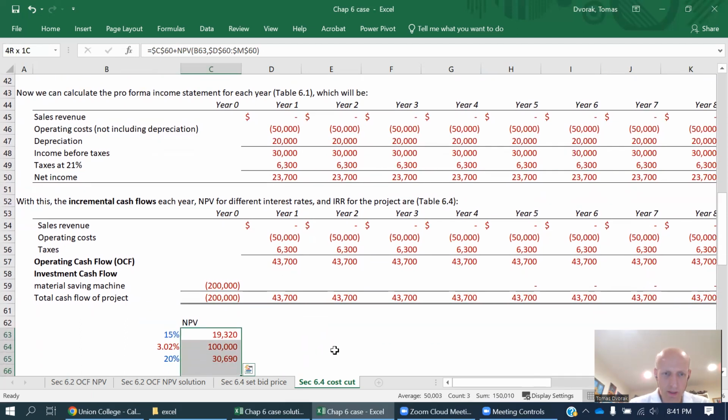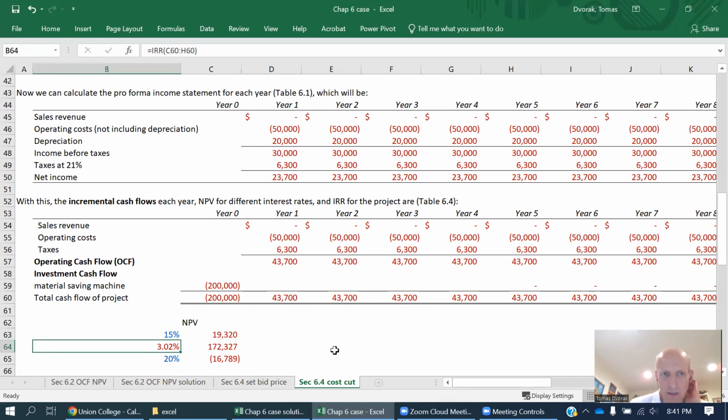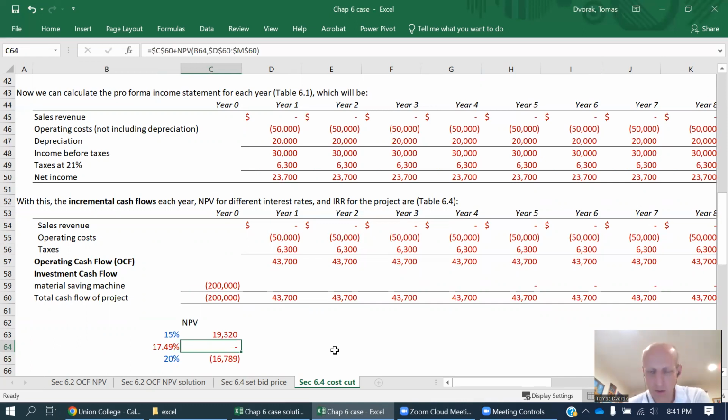We can actually copy this down. Control D. Something is off. NPV of B C60. See, so the IRR. Oh no, the IRR is off because we need not H60 but M60. All right, yeah, and then IRR is the discount rate at which the NPV is 0. So this makes a lot of sense.